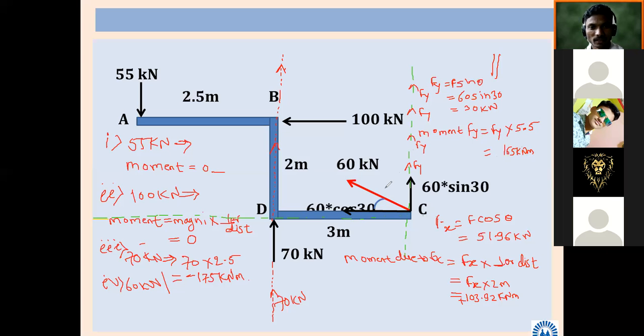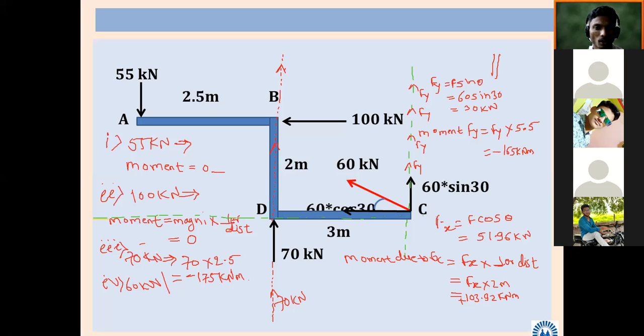So shall I write the minus sign here? It will rotate anti-clockwise. So now what do we have to do finally? We have to add all these moments.